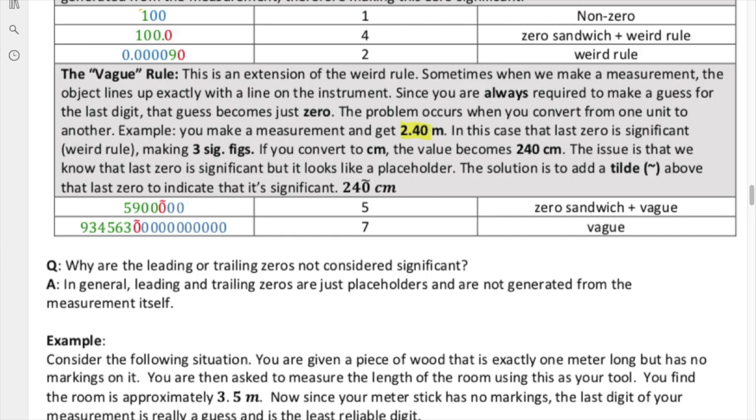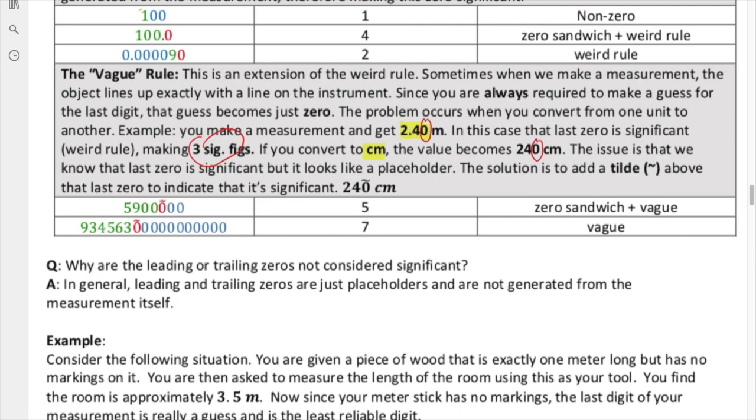So what happens if we convert it from meters to centimeters? So we want to convert this to centimeters. So we multiply by 100. Well, when we do that, we get this number right here. Well, here's the problem. If you look, based on the way we've drawn it, it looks like the 4 is the guess, and looks like the 2 is the next digit over. So it only looks like it has 2 sig figs. But we know that this 0 here is significant because it was significant over here. So we started off with 3 sig figs. We need to end with 3 sig figs.